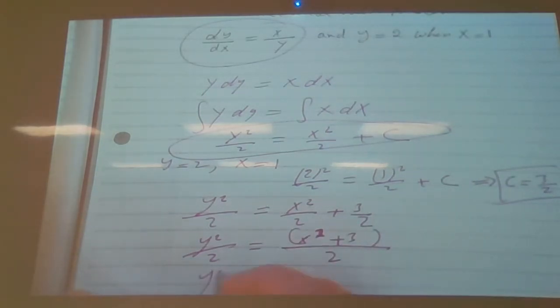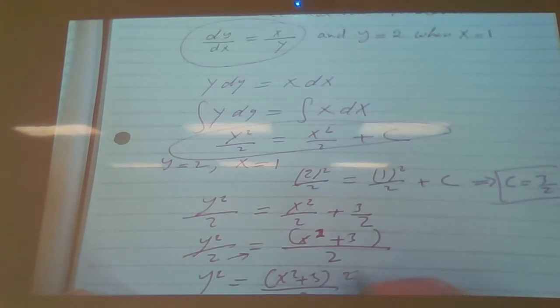y squared over 2 is equal to x squared plus 3 over 2. Solve for y, so y squared is equal to x squared plus 3 over 2 times this 2, which is going to cancel. So what I have here is y equal to the square root of x squared plus 3.